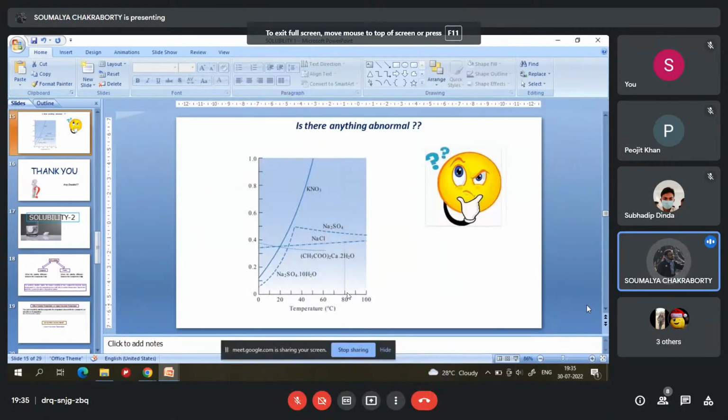Initially, the solute is present in sodium sulfate decahydrate form. It's a hydrate form. So basically, when we are increasing temperature, the water molecules are getting evaporated, and it is basically losing its water molecules. And at that phase, the dissolution was an endothermic phenomenon. So it was thermodynamically favorable. We are increasing temperature. We are supplying heat.